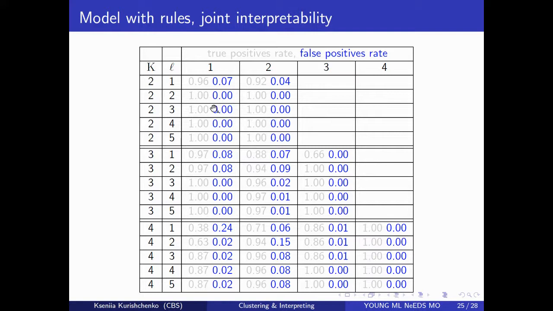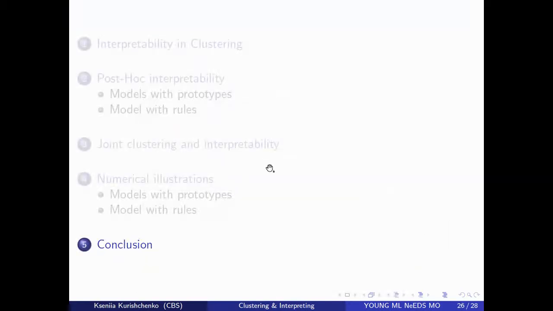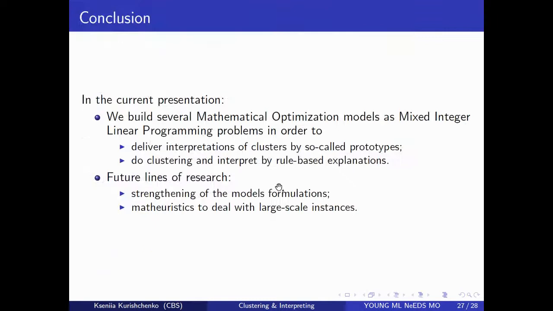So yes, as you can see, this is different from the previous results. When we do clustering, we can adjust clusters in order to have better explanation, and it's shown here. Okay, so these were my results for the model with rules, and I introduced several models with prototype-based explanations and with rule-based explanations, where for rule-based explanations, we can do clustering simultaneously with interpretability.